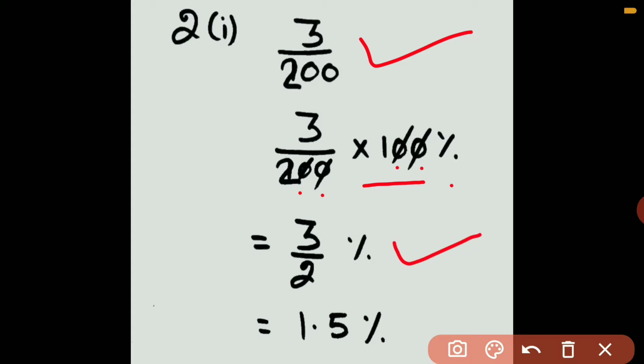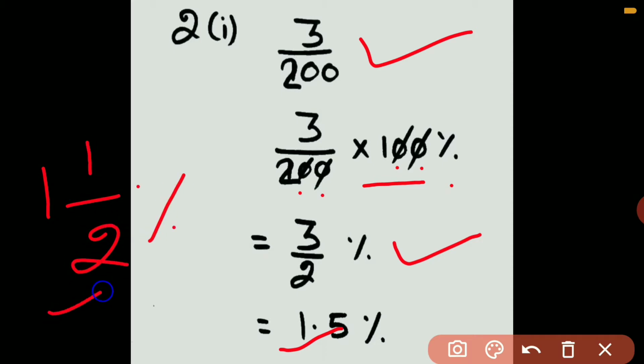Since this is an improper fraction, I can convert it into a mixed fraction, or I can convert it into a decimal, which I have done in the chapter decimal. Hence the answer is 3/2% or 1.5%, or if you want to convert it into a mixed fraction, it will be 1 1/2%. All three answers are right, either this, or this, 1.5. I hope you understood this. Number 2, 1. Let us try to solve number 2, 2.